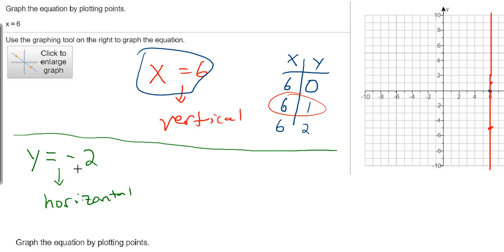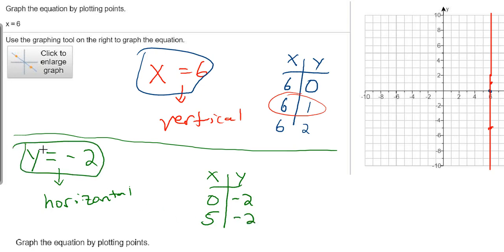Same idea as this one, except this one, the y-coordinate is stuck. The y-coordinate is fixed at -2. It can never equal anything else. The x-coordinate could be any number you want. So we could have 0 for x, but the y-coordinate has to be -2. We could have 5 for x, but the y-coordinate has to be -2. That's what this equation is telling us. It doesn't care what x is equal to. The y-coordinate is always -2 no matter what.